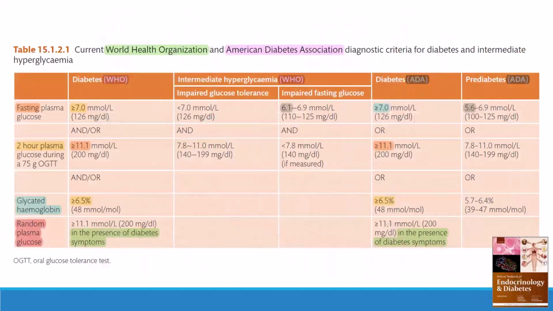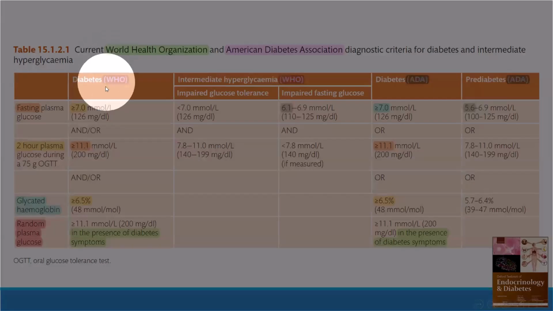This table is from the Oxford textbook, and actually they summarize the diagnostic criteria according to the WHO, which is the same as the NICE, and the American Diabetes Association for diabetic and pre-diabetic. Don't forget that the fasting more than 7 is diagnostic for all societies. 2 hour more than 11.1. Glycated hemoglobin more than 6.5.